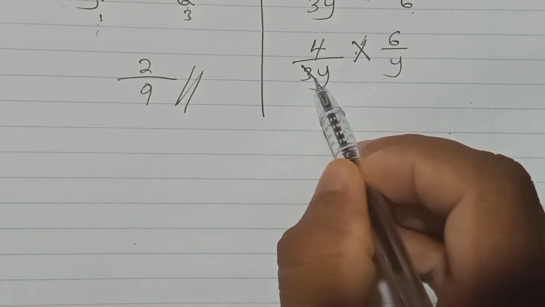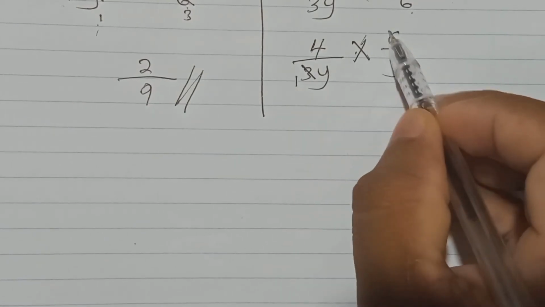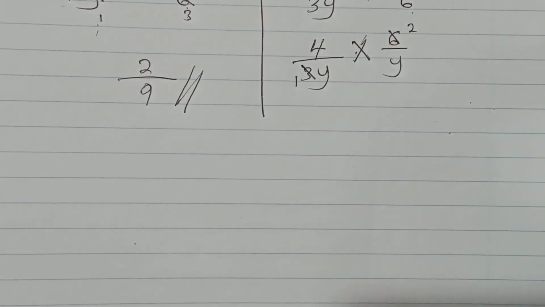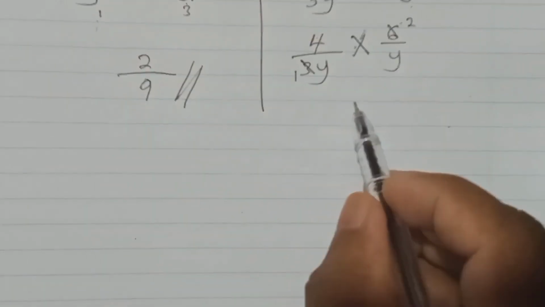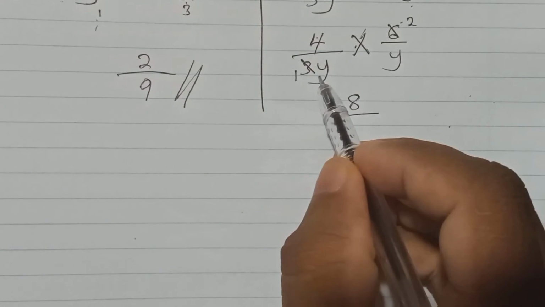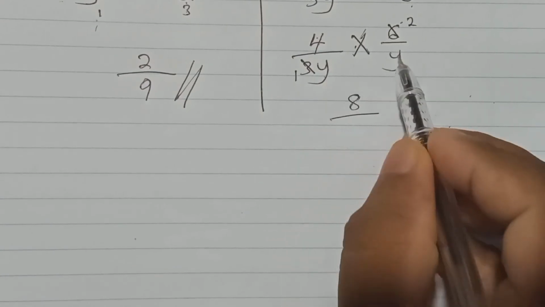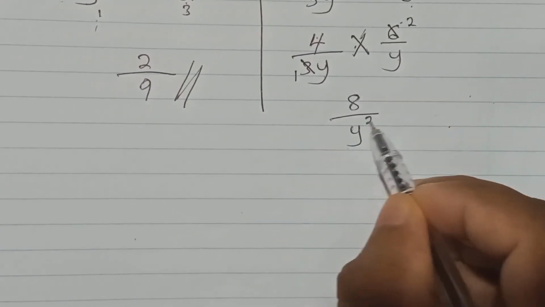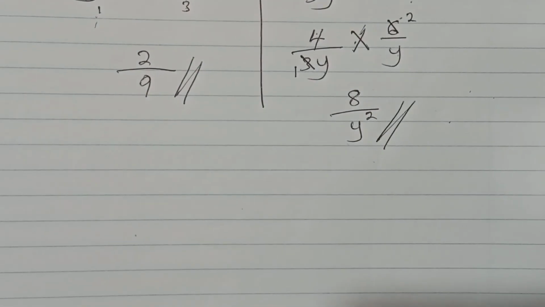Now here we can cancel out this thing. How many 3 are there in 3? 1. How many 3 are there in 6? It is 2. And then after that you have nothing to cancel out. So 4 times 2 will be 8. Here 1, no, y times y will be y squared. So here the answer is this, right?